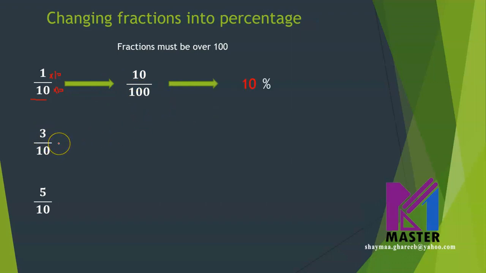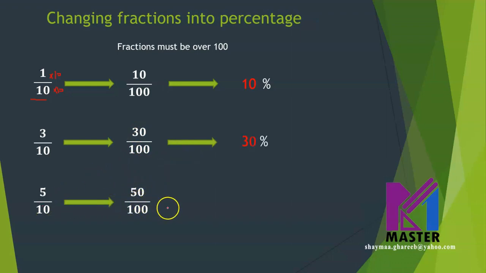What about 3/10? I will do exactly the same, multiply up and down by 10. So it will be 30 over 100, which is 30%. And for the 5/10, of course, it's 50 over 100, which is the 50%. And remember, the 5/10 is equal to the half, which is 50% as well. Is this clear?